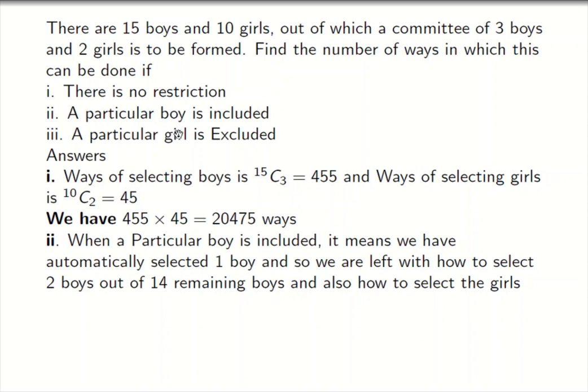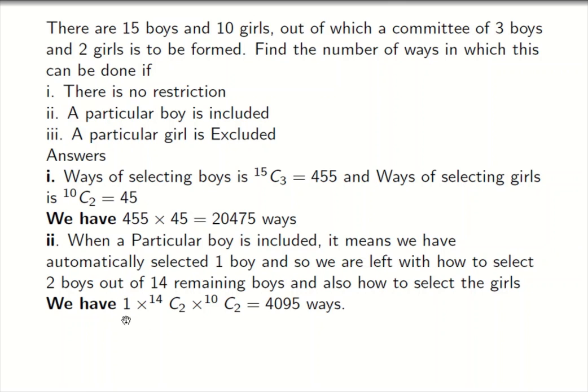If I include 1 particular boy in the committee, it means that I have automatically selected him. And when I select 1 boy out of the 15 boys, I'll be left with 14 boys. I need 3 of the boys to form the committee before the committee will be complete. I've selected 1. How many do I need again? I need 2. But now I'm supposed to select the 2 from what? 14 of them. Now we have 1 times 14 combination 2.